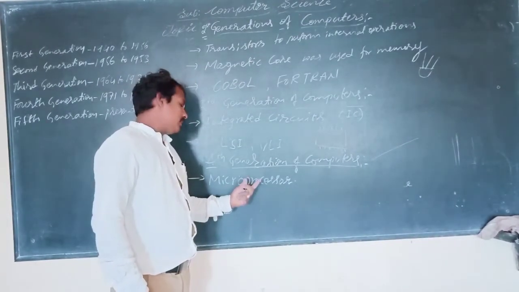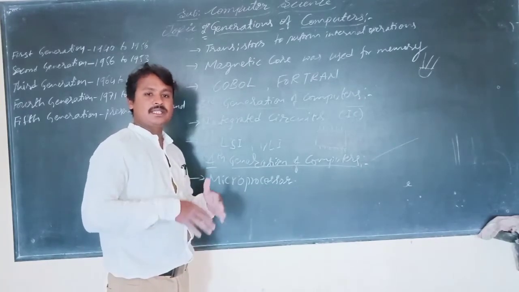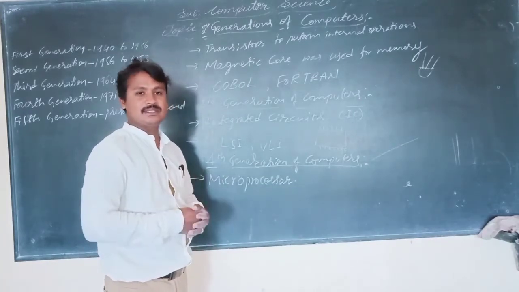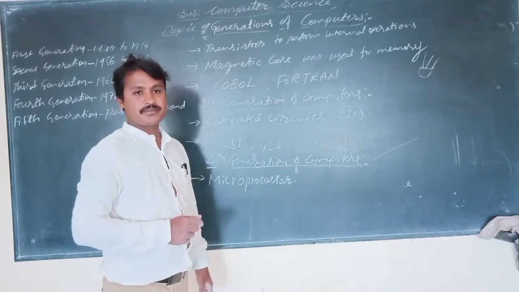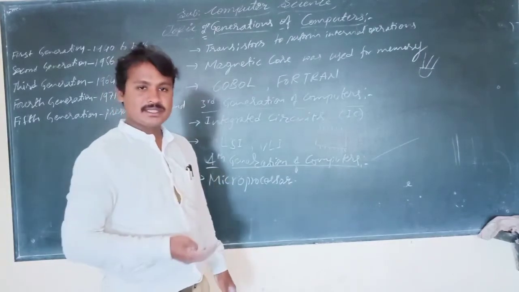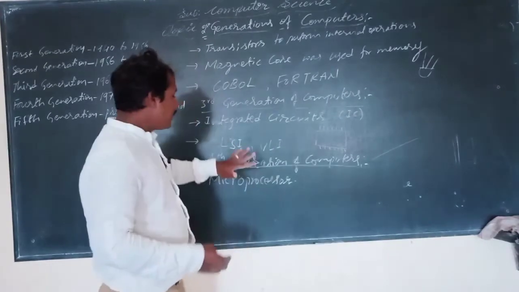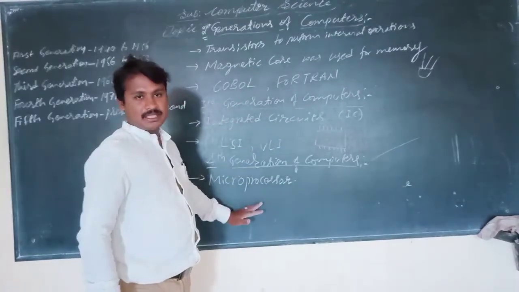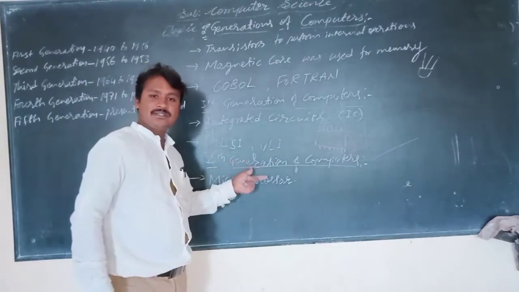By using these microprocessors, whatever computers and mobile phones we are using now all contain this microprocessor chip. Understood everybody? These computers are very fast, efficient and reliable compared to earlier computers. This is about fourth generation of computers.